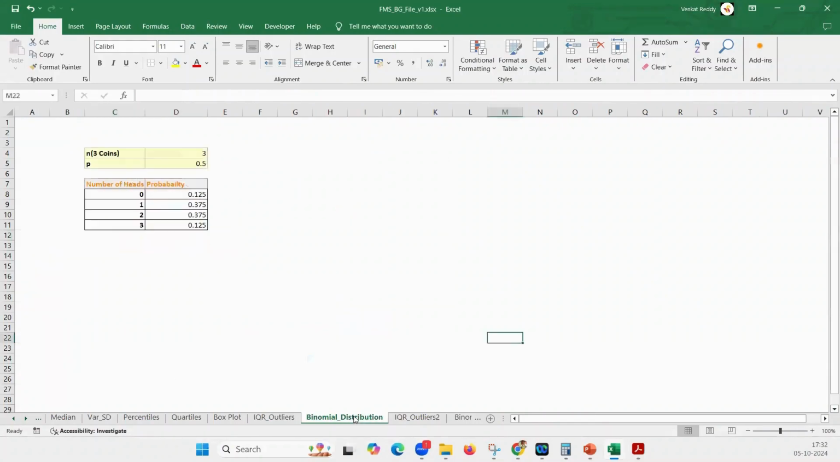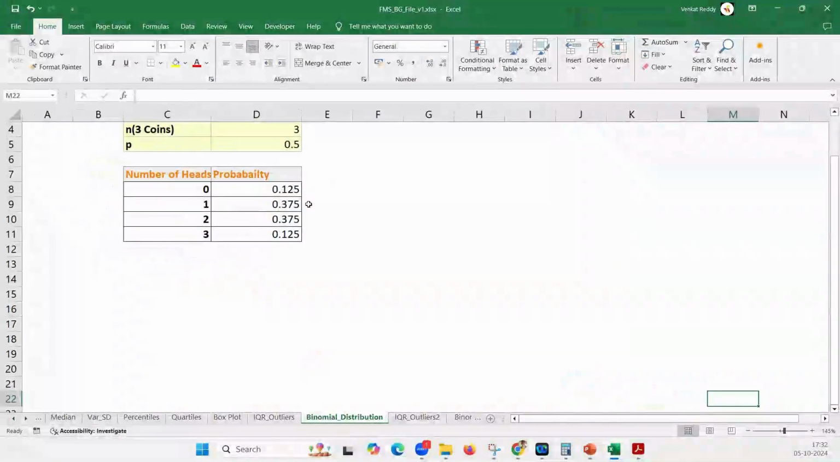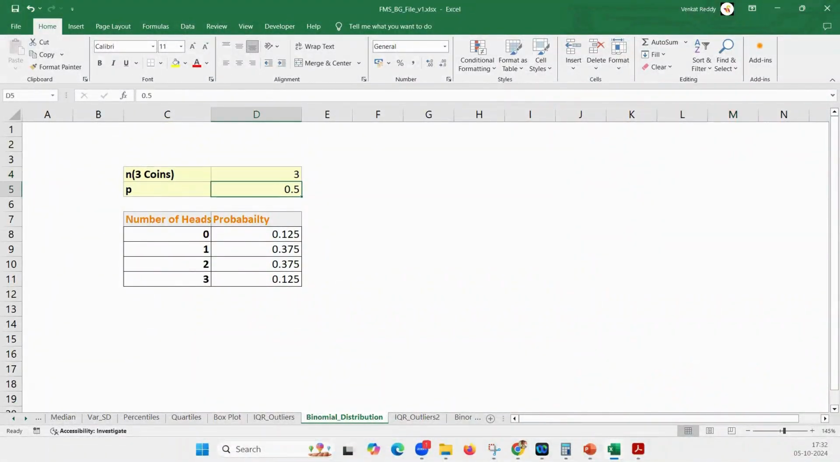If you're doing the binomial distribution, the number of coins is given to you. Probability p is also given to you. Then the question could be, if this is the n and this is the p, what is the probability that you will get x as 0, or the number of heads is 0? When you're flipping 3 coins, what is the probability of getting 0 heads, 1 head, 2 heads, 3 heads?